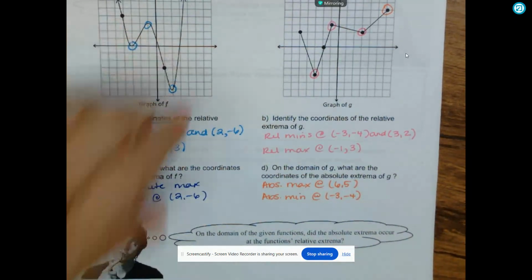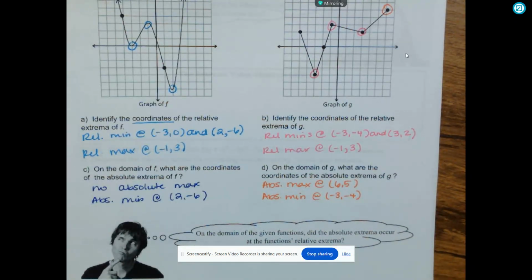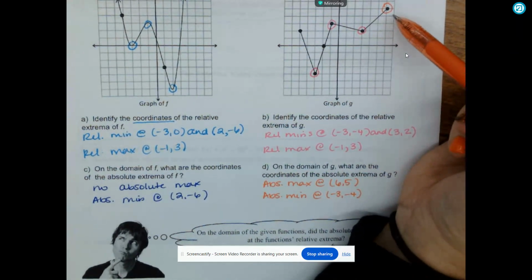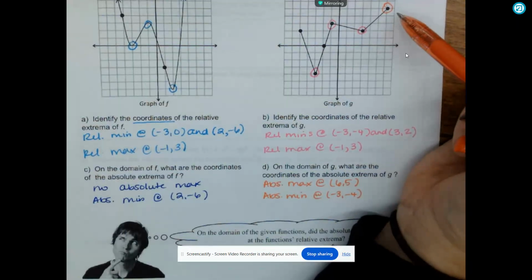-3, -4. Okay, so notice we did not include 6.5 in our relative extrema. Everybody understand that? Because it cannot go from increasing to decreasing or decreasing to increasing here because it stops. Okay, but it is the highest point of the graph.